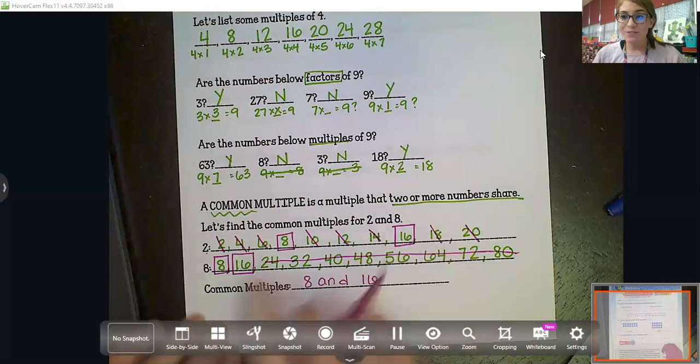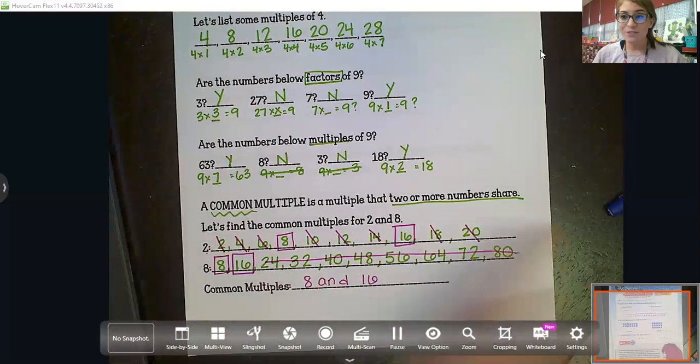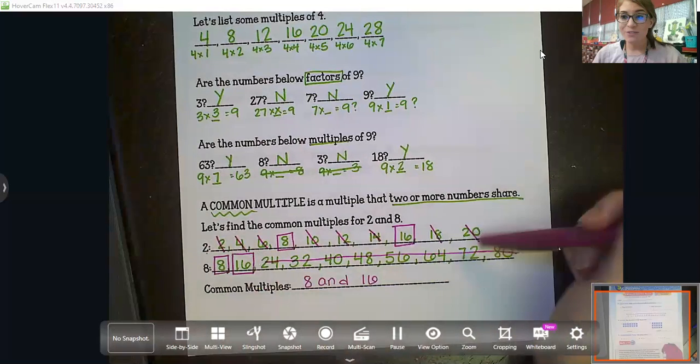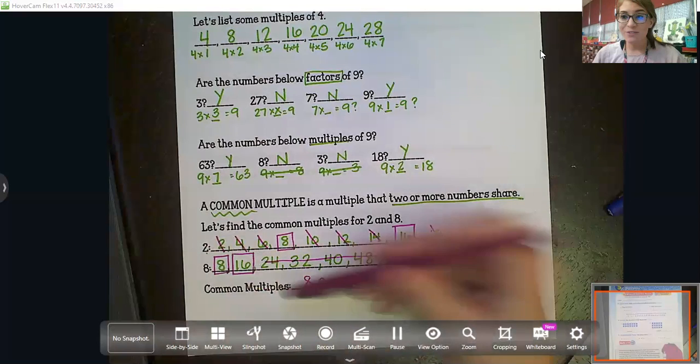Do 2 and 8 have more multiples in common than this? Yes, they do. If we were to keep multiplying 2, I would eventually get all of these because all of these are even numbers. However, we don't always have time to list out to find all of the common multiples that numbers have. So that's why they sometimes just specify, and I usually just go to the 10 times.